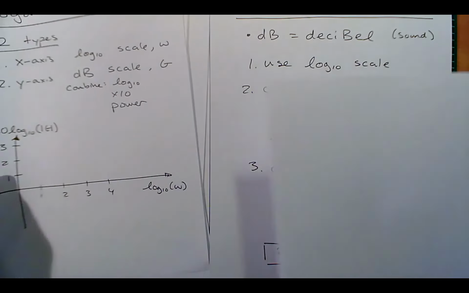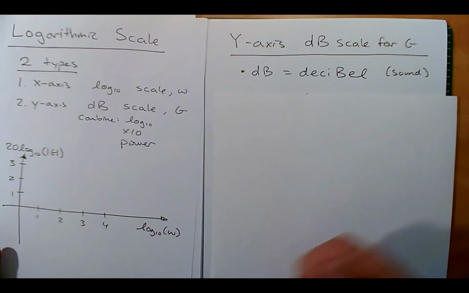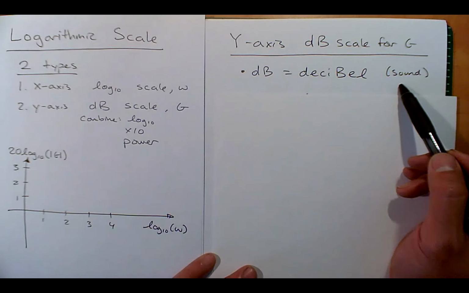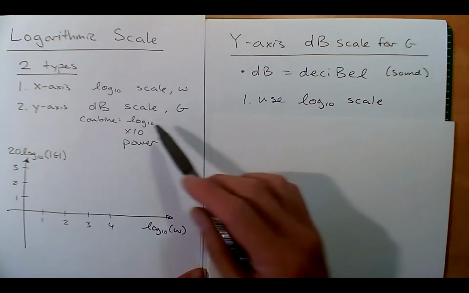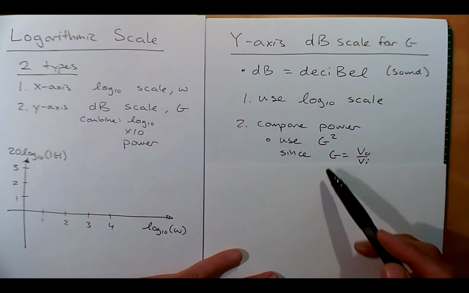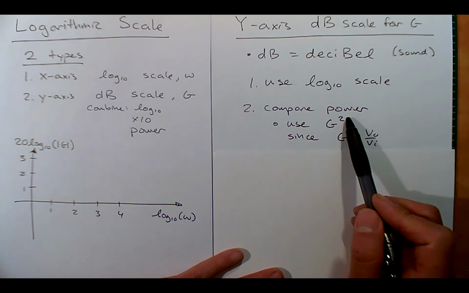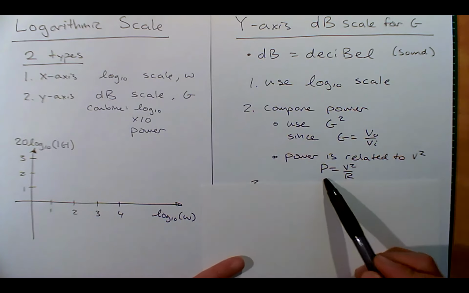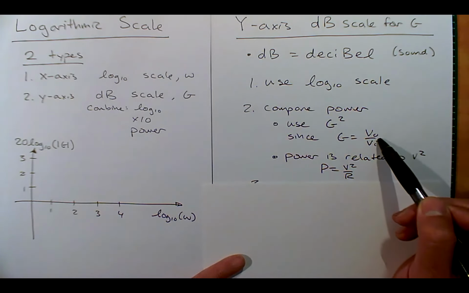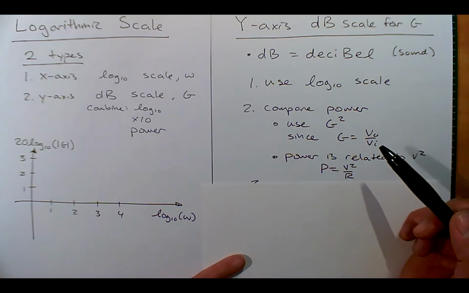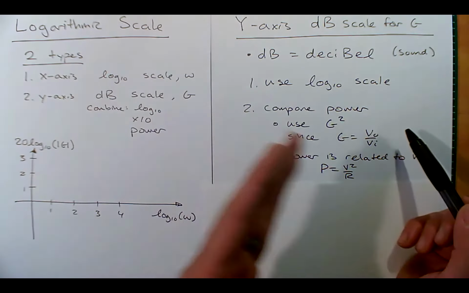So on the y-axis, we're going to use this dB scale for G, and dB stands for decibel. You've heard of decibel when we've described sound, but I do want you to walk away from this lecture knowing what that means. Like I said, we're going to use log base 10, and then we're going to compare power, right? So if we compare power, we're going to use G squared. Why do we use square? Well, don't forget that power is V squared over R from physical units. So you have a square in there. So if I square V, I'm going to also square this. That's why we use G squared, right? So in a decibel system, you're comparing the power of two signals, not just the signals themselves.